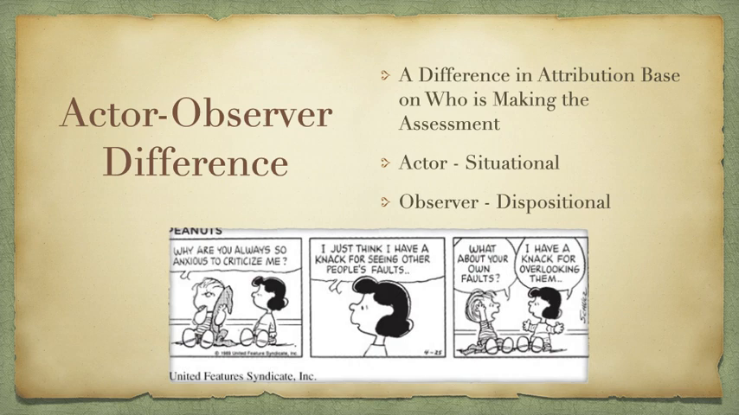You see Linus and Lucy here. Why are you always so anxious to criticize me? I just think I have a knack for seeing other people's faults. What about your own faults? Linus says. I have a knack for overlooking them. And I think when it comes to attribution, that Peanuts cartoon is very true.